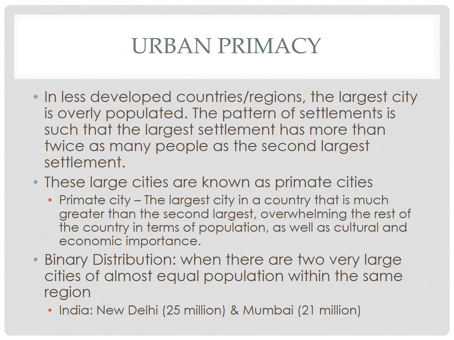But in this case, New Delhi, 25 million, Mumbai, 21 million. Those two are disproportionately larger. With New Delhi being the largest at 25 million, Mumbai, the second largest, should be about 12.5 million, except it's 21 million. So it's way above that. So let's look at a couple other examples.